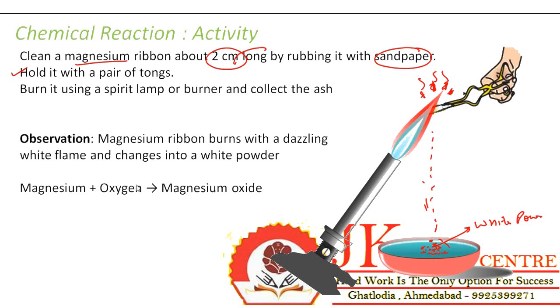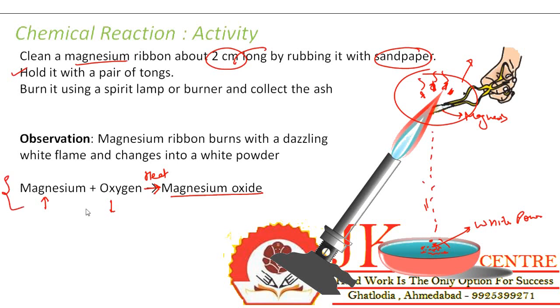So the reaction, if you see here, is there was a magnesium there. This is magnesium. Oxygen you got from surrounding air, plus there was some heat required. You added some heat and you got magnesium oxide. This is one chemical reaction.